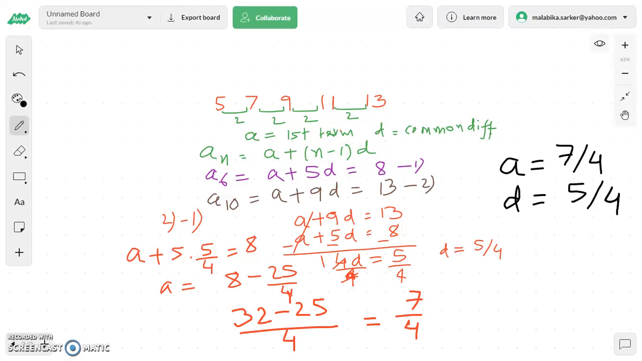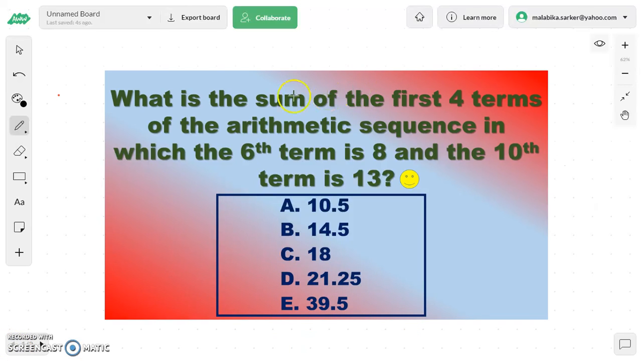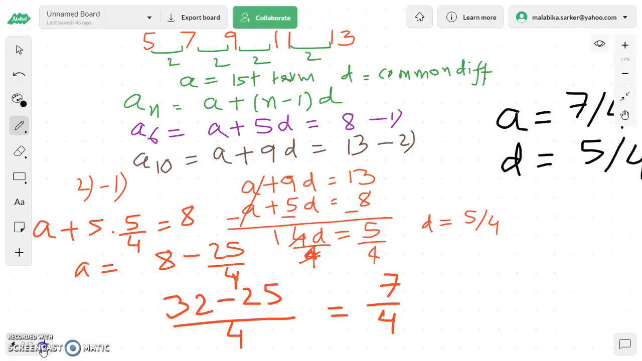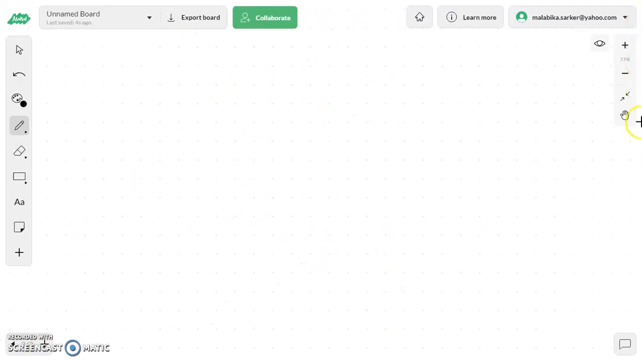Now what we will have to do is find the sum of the first 4 terms. Let us do it in a new page. So this can be done in two ways. You can use a formula or you can just do it without using a formula. Let us first do it without using a formula.